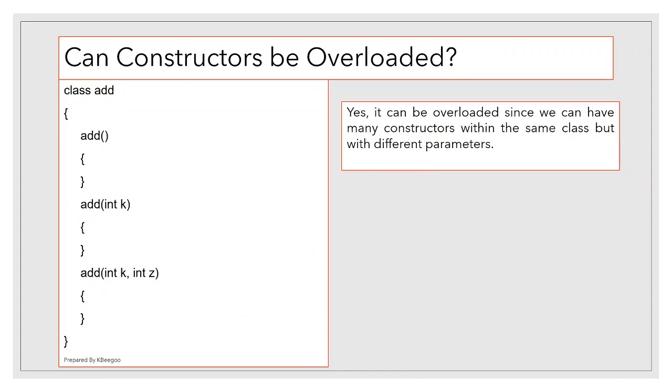Now, can constructors be overloaded? This is a question that we normally get. Of course, yes, it can be overloaded. Why? Because within a class, we can have several constructors, but the parameters will differ. So this is constructor overloading. When we have more than one method with the same name within the same class, it's overloading. Here we have several constructors, obviously bearing the same name within the class, but the parameters will differ. And this is the concept of constructor overloading.